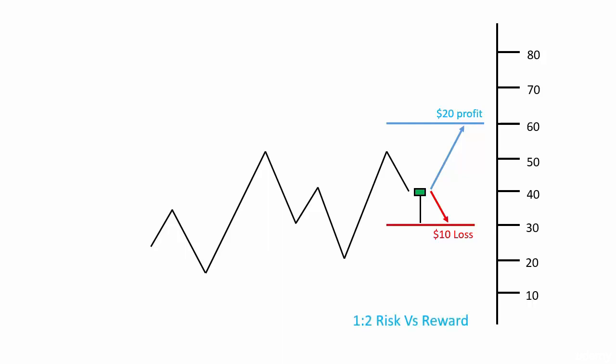Again, if you wish to have $30 profit per share using the same $10 risk, then the market will have to rise from 40 to 70. That will give you a reward of $30 against the risk of $10. That means you are using a 1:3 risk and reward ratio model.